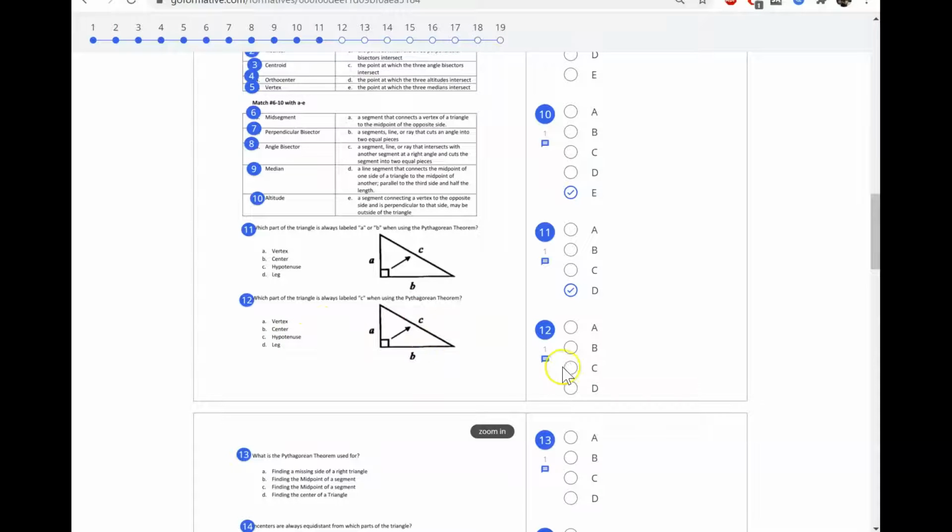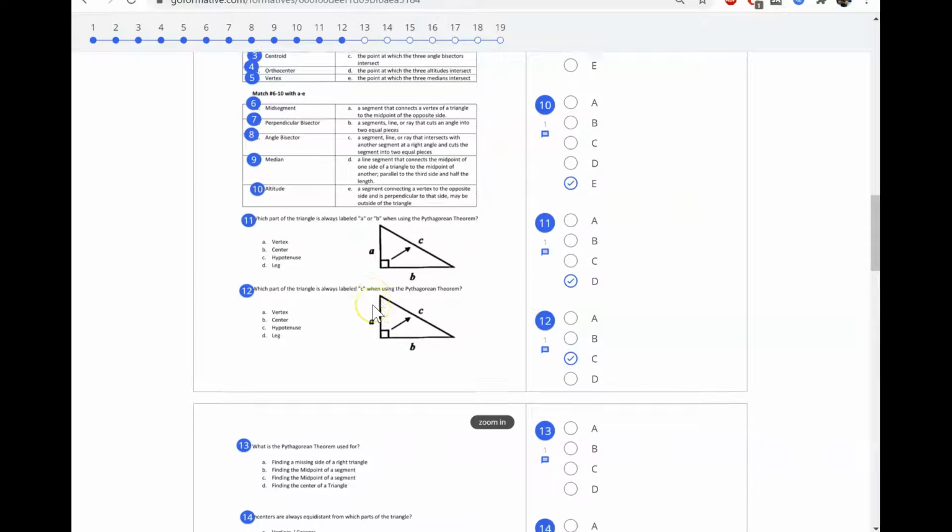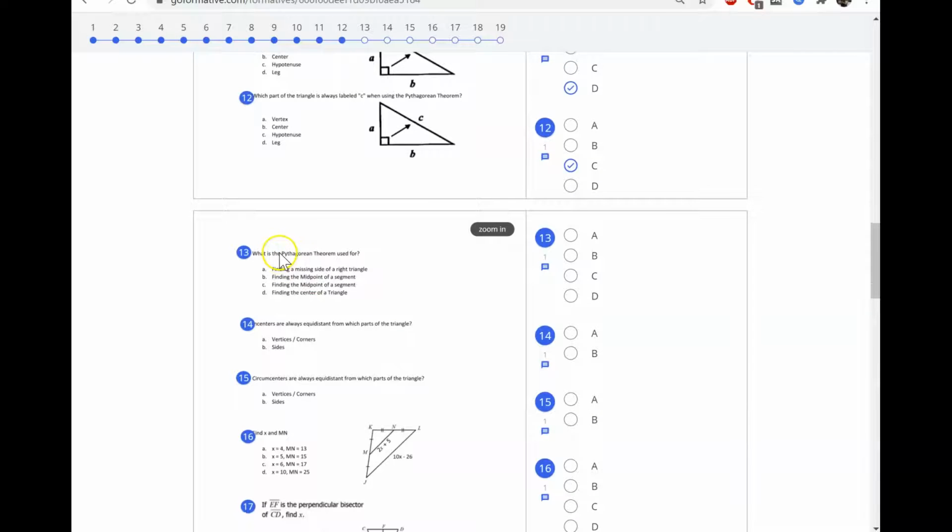That's called the hypotenuse. All right? And we use that A, B, and C in the Pythagorean theorem to find what? Well, it's whenever you have a missing side length, so it's finding a missing side of a right triangle, A.